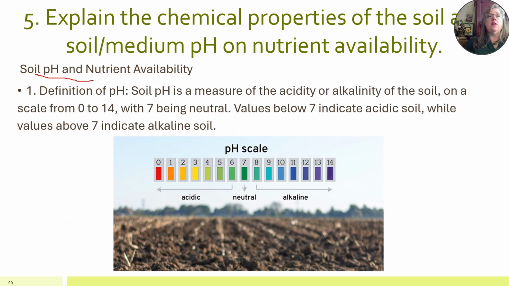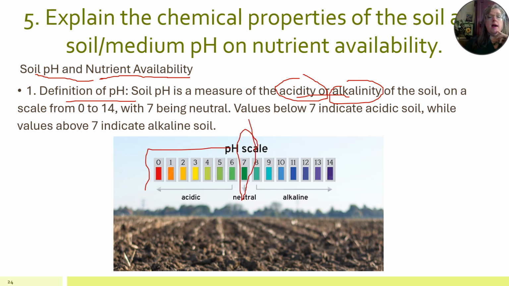This next one is talking about how soil pH will affect nutrient availability. Do you remember your definition of pH from chemistry and biology? pH is a scale to measure acidity or alkalinity. Acidity means acid. Alkalinity means base. So you divide the scale, and 7 is neutral.